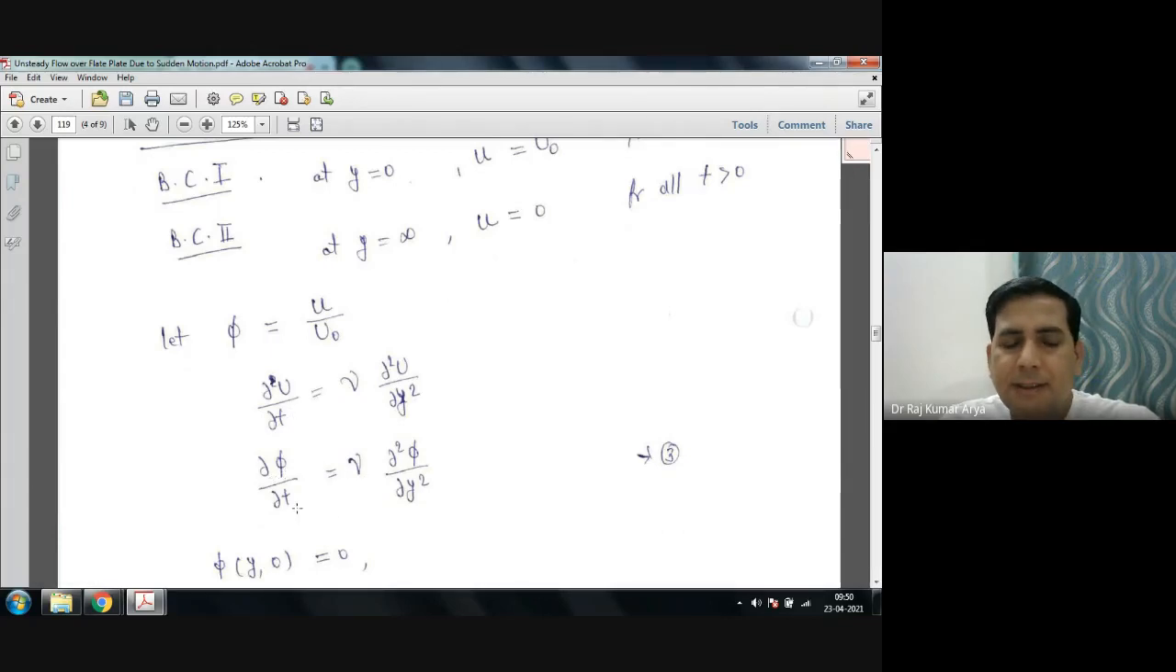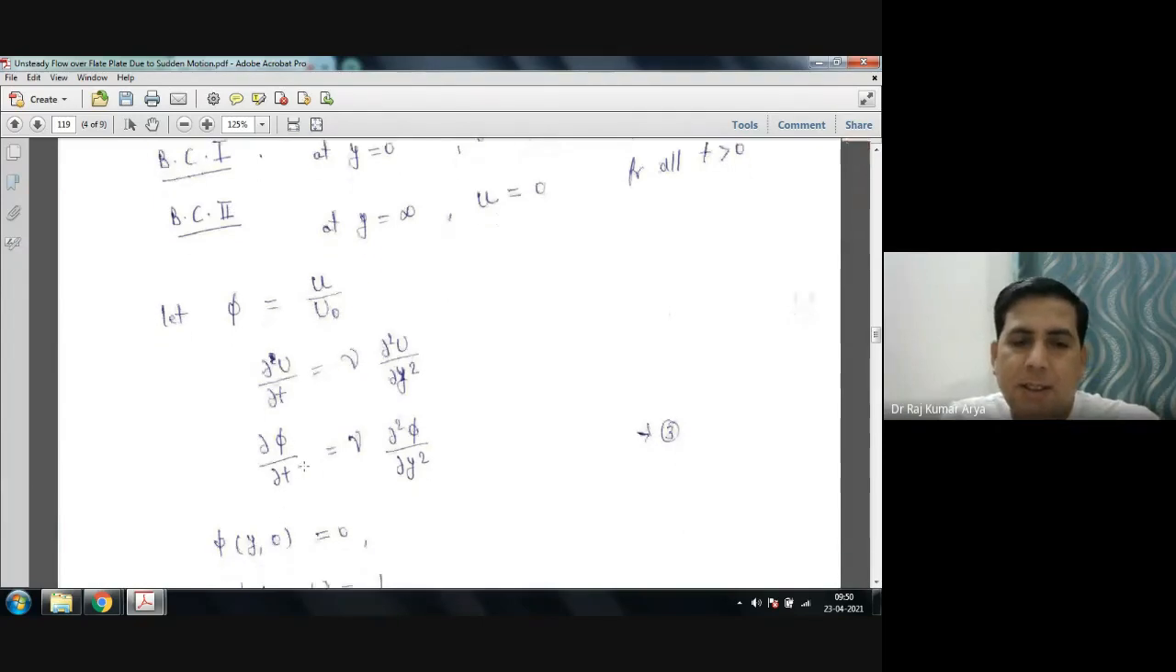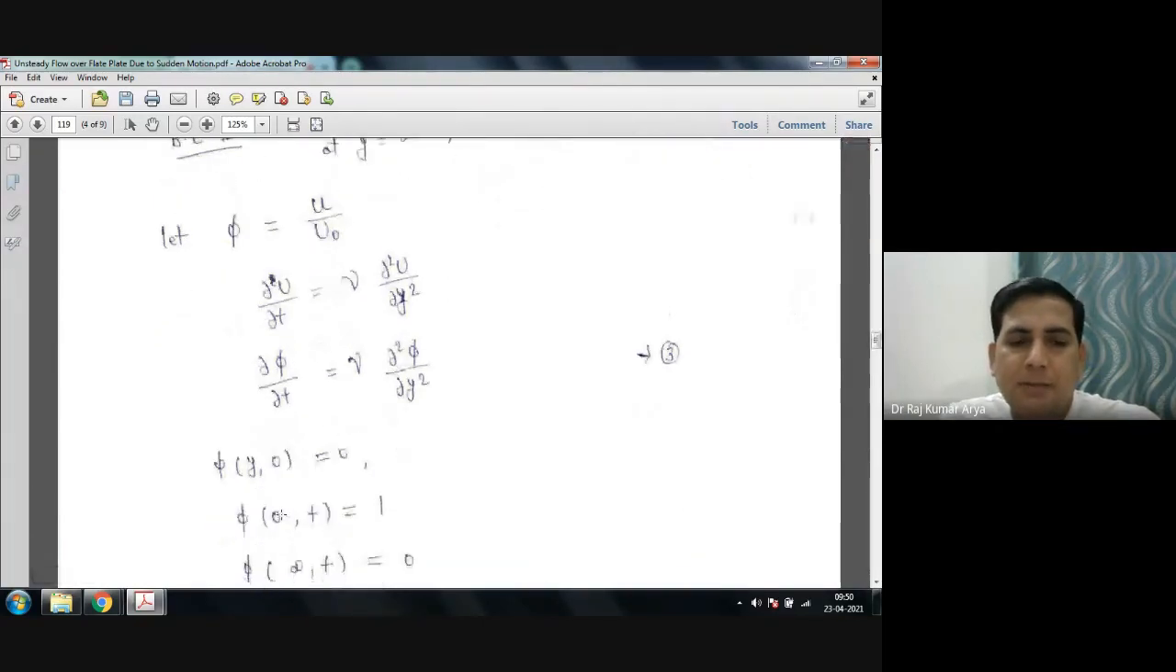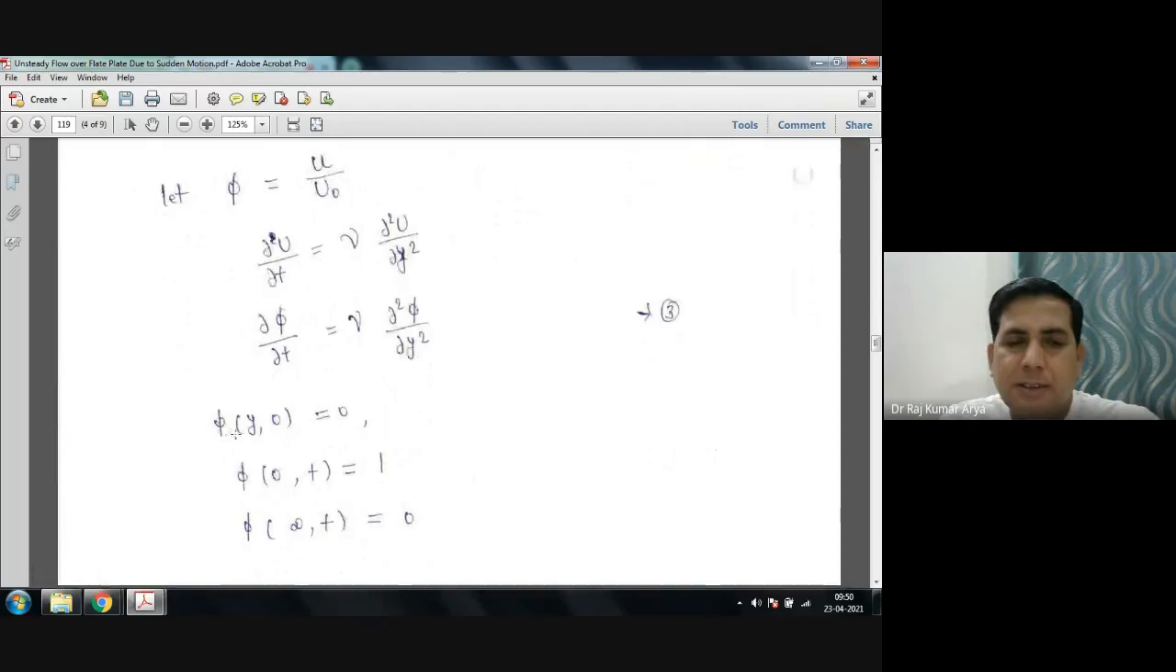That means you still have two variables in the derivatives. One is del t, another one is del y. But you have non-dimensionalized it. Now you can find non-dimensionalized boundary conditions. What are those with respect to time? Because this is changing with respect to time.